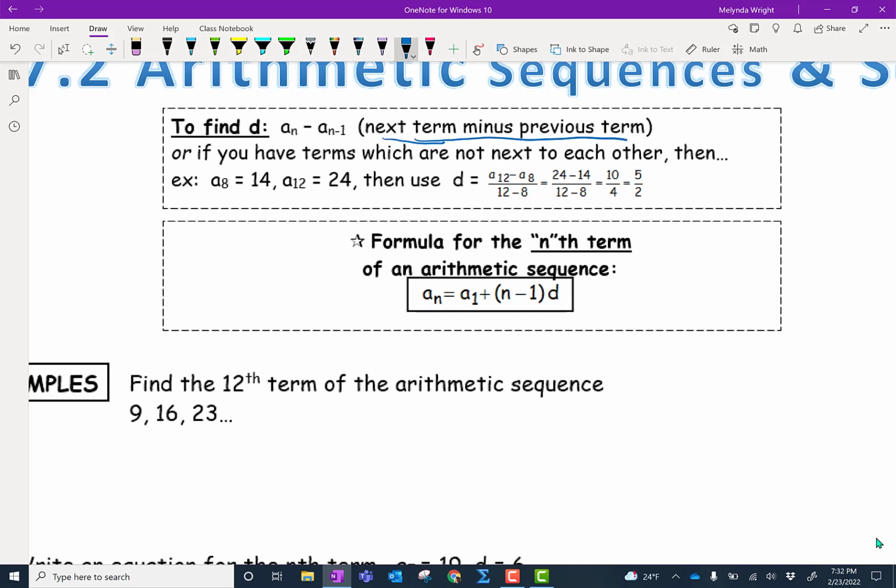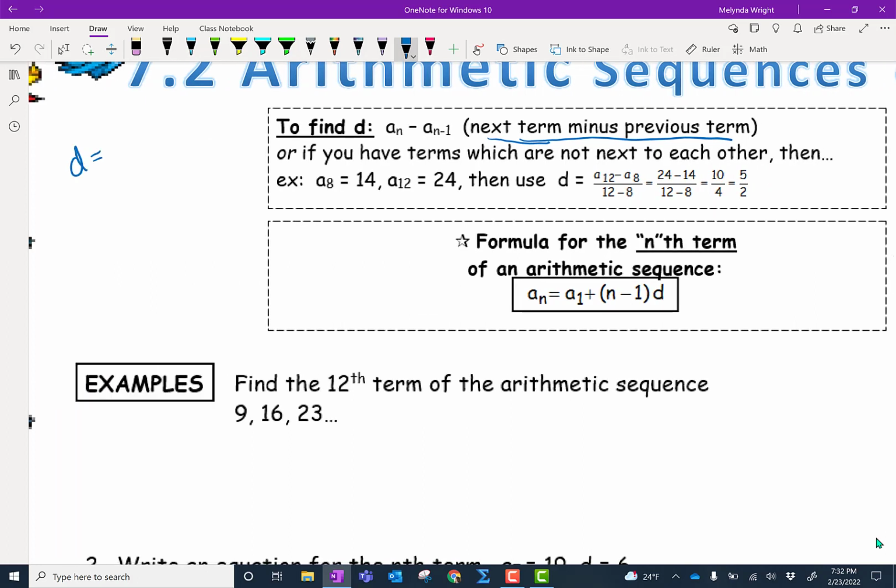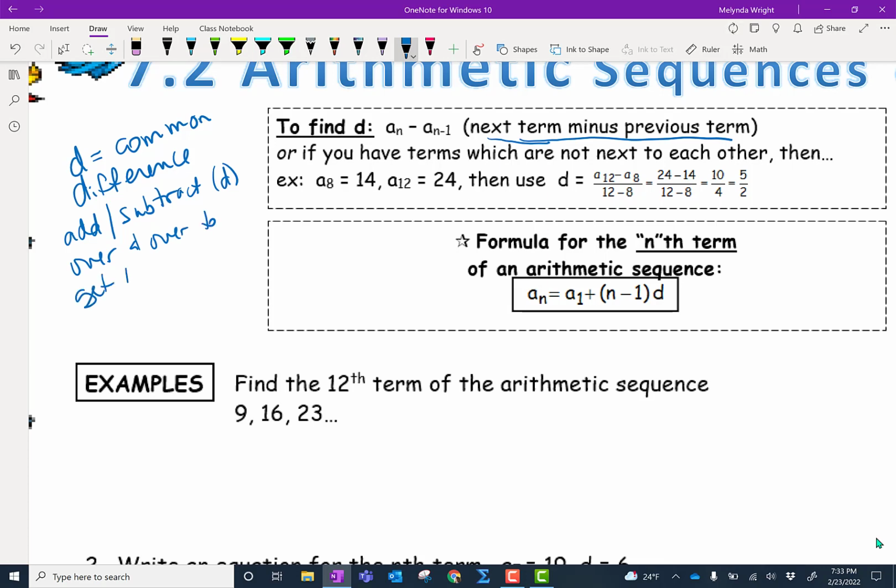find D. And what is D? D is called the common difference. The common difference. And how do you find the common difference? Or what is it? What is a common difference? It's a number that you would add or subtract, which is the number D, over and over to get the next term. Okay, so that's what a common difference is.